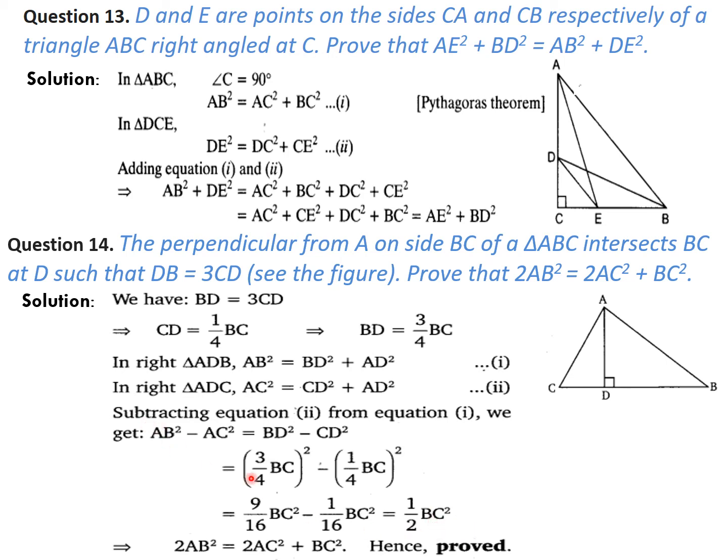So if we just cross multiply with this, we'll get twice of AB square is equal to twice of AC square plus BC square. We'll take this side to the other side. So hence proved. If this sum is of 4 marks or so, then we have to write elaborately each and every step.